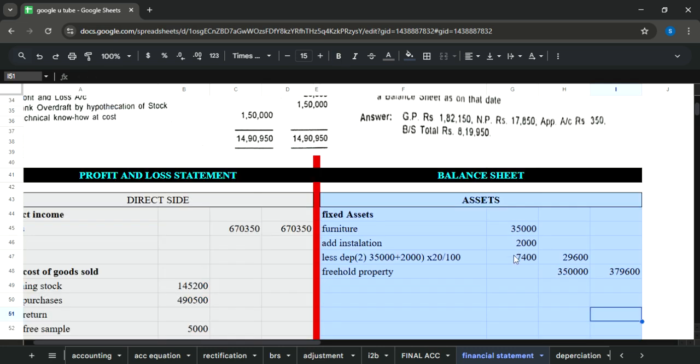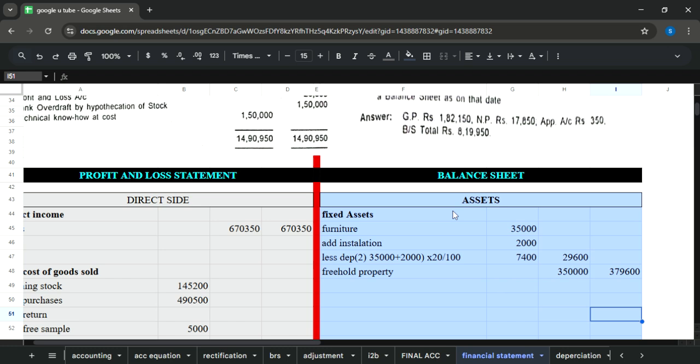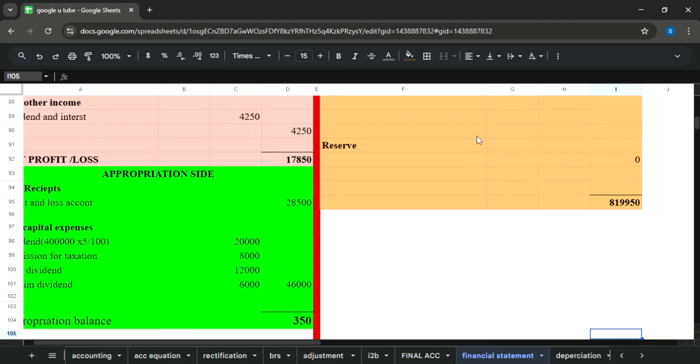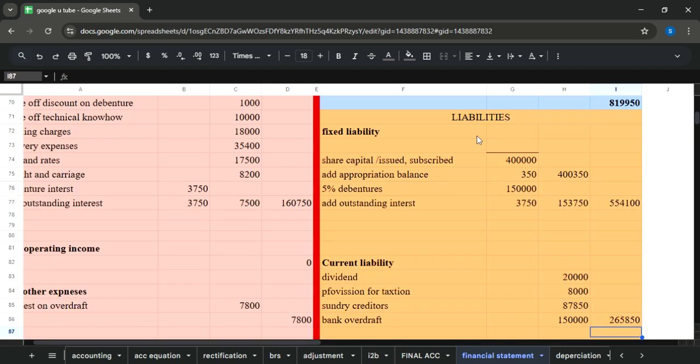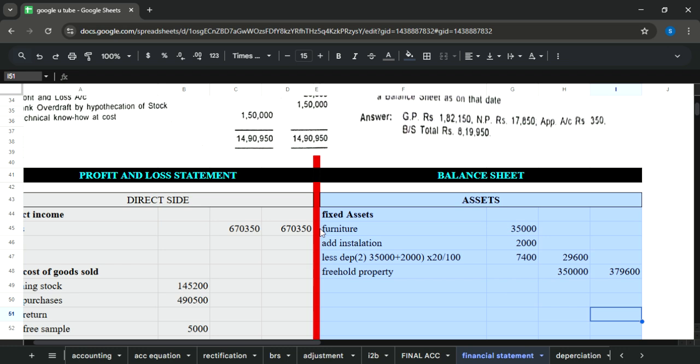Now what you will have to do, total of fixed asset is ready, total of current asset is also ready, total of investment is also ready, and sum of these total would be equal to grand total of asset side 819950, and look at here 819950. It means our asset side is also ready. Liability side 819950, while our asset side is also showing 819950. It means all of the answers are now matched.